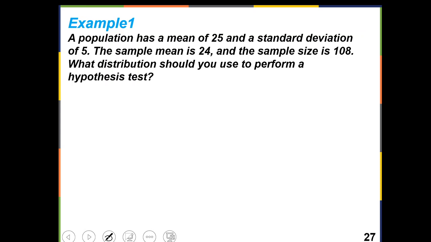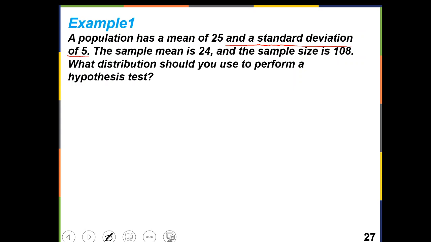All right, a population has a mean of 25 and a standard deviation of 5. The sample mean is 24 and the sample size is 108. What distribution should you use to perform a hypothesis test? Now, first of all, do we know the standard deviation of the population? Yes, here you go. The standard deviation is 5, right? So the population has a mean of 25 and that standard deviation. The sample mean is 24 and the sample size is 108.